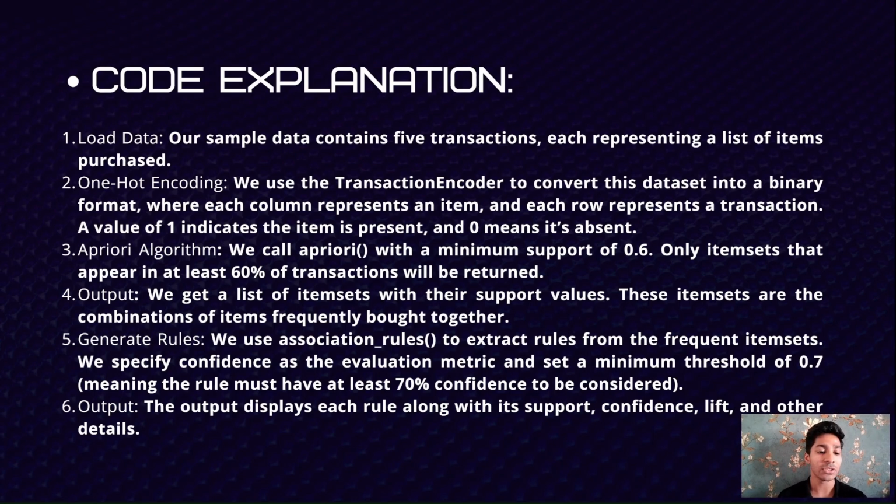And fifth we have generate rules. In this we use the association rules function to extract rules from the frequent item sets. We specify confidence as the evaluation metric and set a minimum threshold of 0.7, meaning that the rule must have at least 70% confidence to be considered. Sixth and final step is the output. The output displays each rule along with its support, confidence, lift, and other criteria and details.